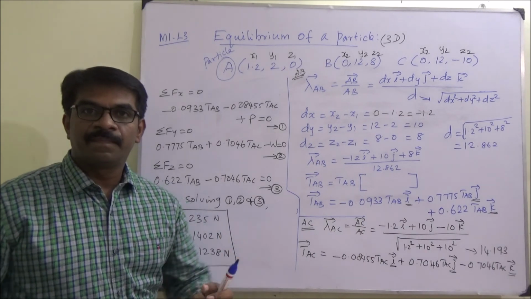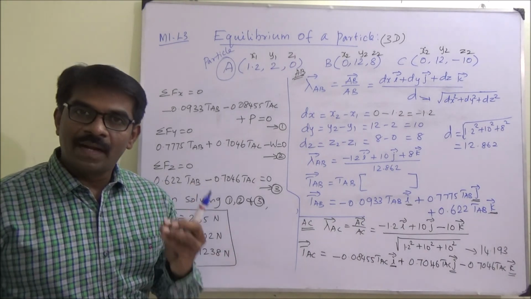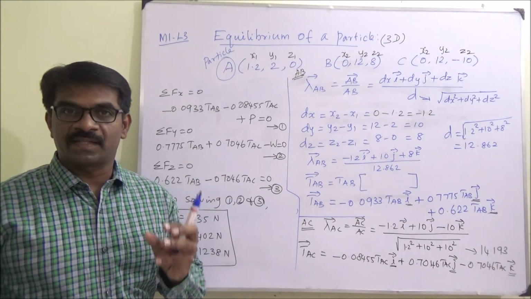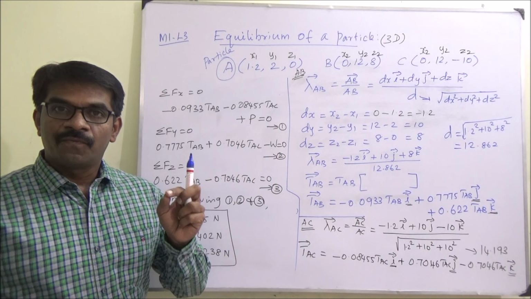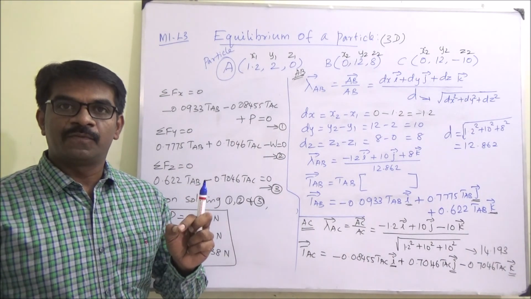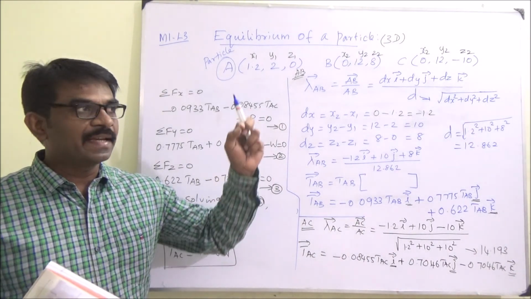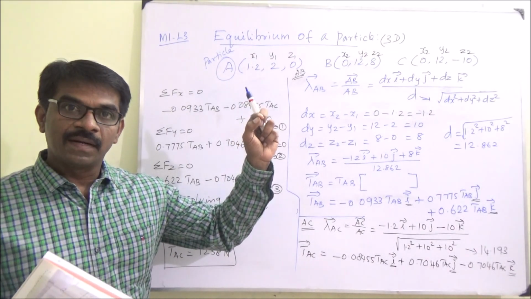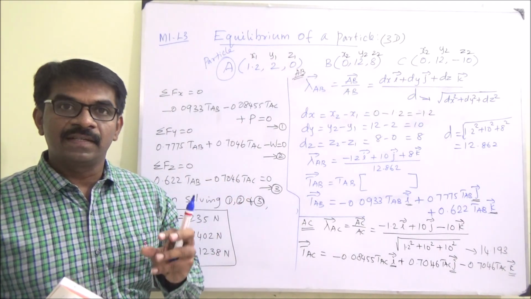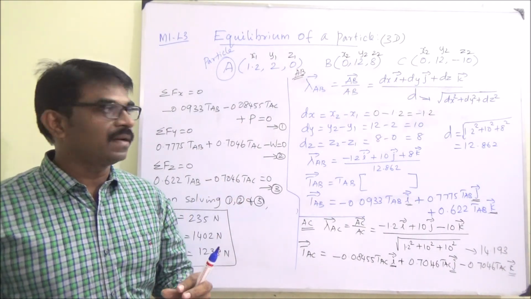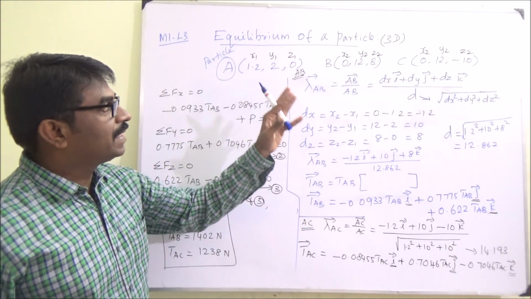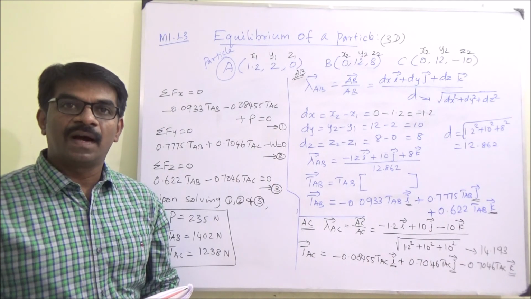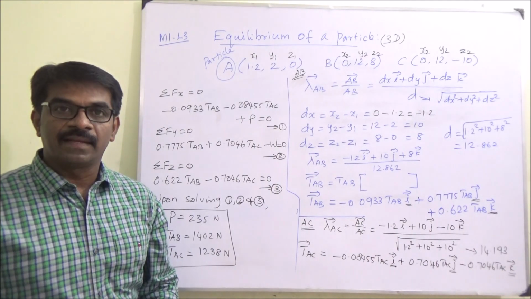Quickly to summarize, the only important point is how to find the force vector for a particular force. Initial and end positions are known, so the coordinates are known. Then how to find the force vector, that is important. And then the resultant should go to 0. I hope you have understood it in a better way. Thank you.